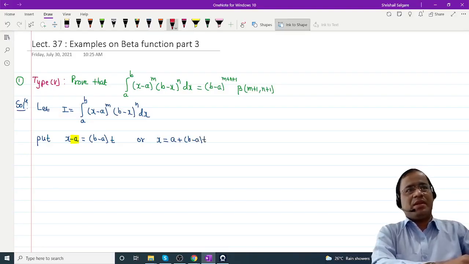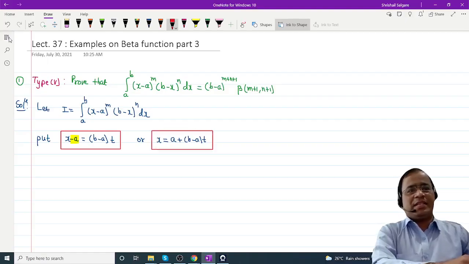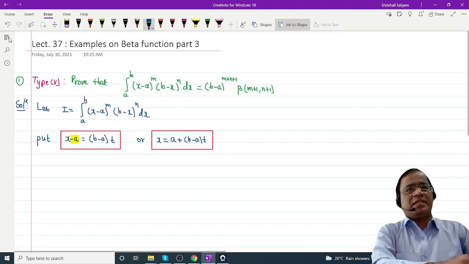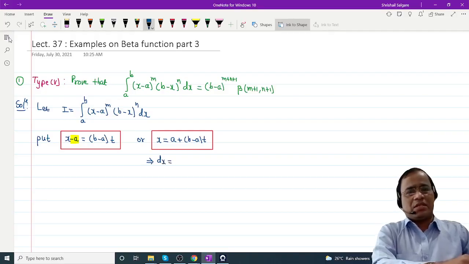So remember, either you can use the first form while finding the limits, or the second. Actually our substitution is x in terms of t, that is the second part. So if this x is your substitution, then what is dx? Differentiate both sides. Dx is given by: the first term is a constant, that is a, its derivative is 0. For the second term you write b minus a as it is, and the differentiation of t is dt.